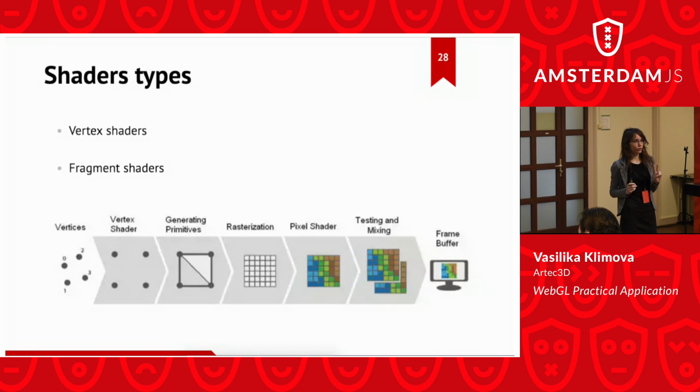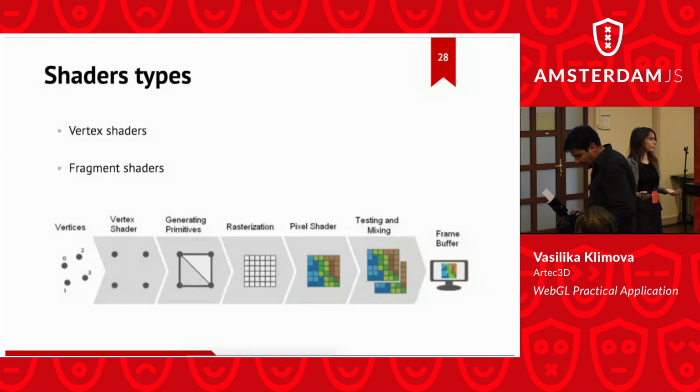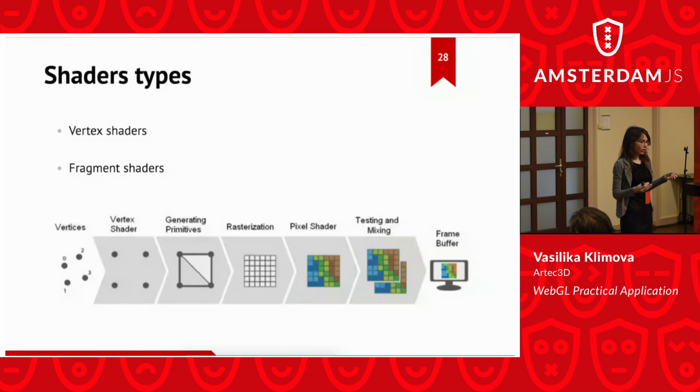Shader types. We have two kinds of shaders, the vertex shader and the fragment shader. What do we have? All objects, as I said before, consist of points. The vertex shader handles each point separately. And after the work of the vertex shader, we get primitives. Rasterization happens with these primitives, and each primitive goes to the fragment shader. And the fragment shader decides which pixel color we will have on the display.